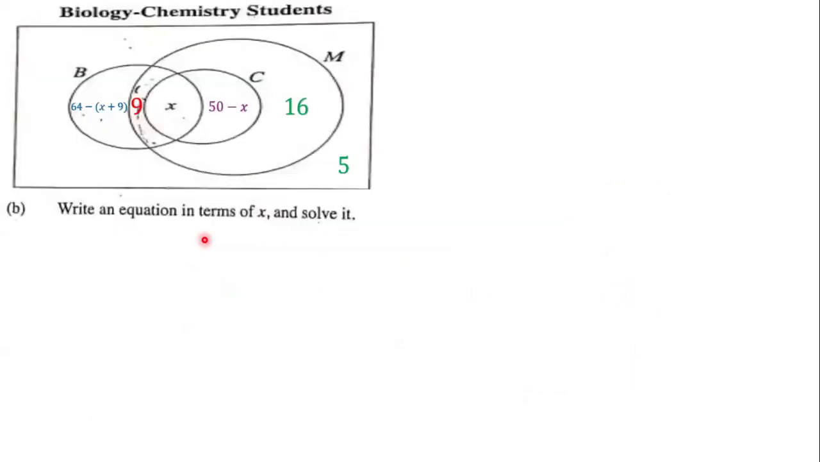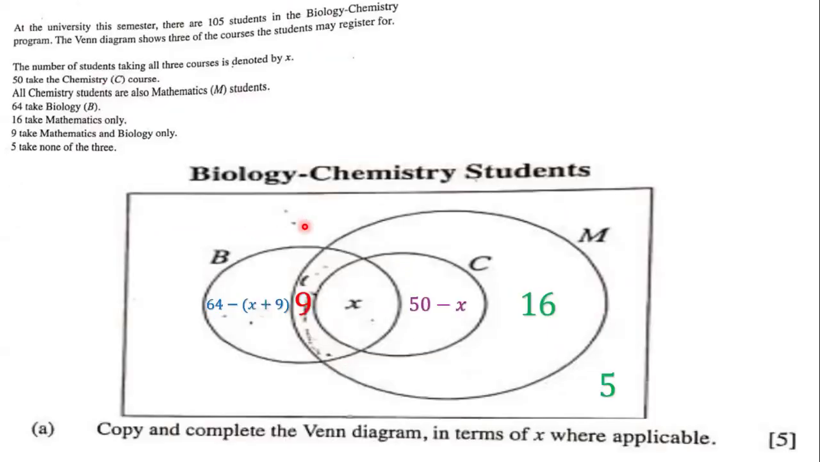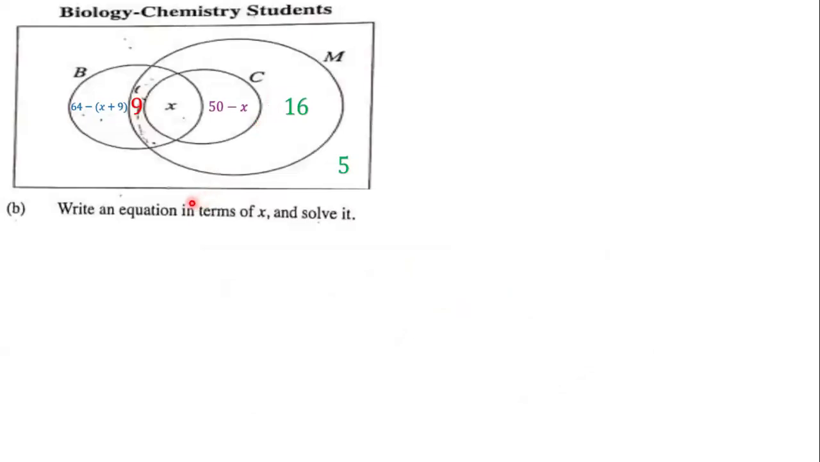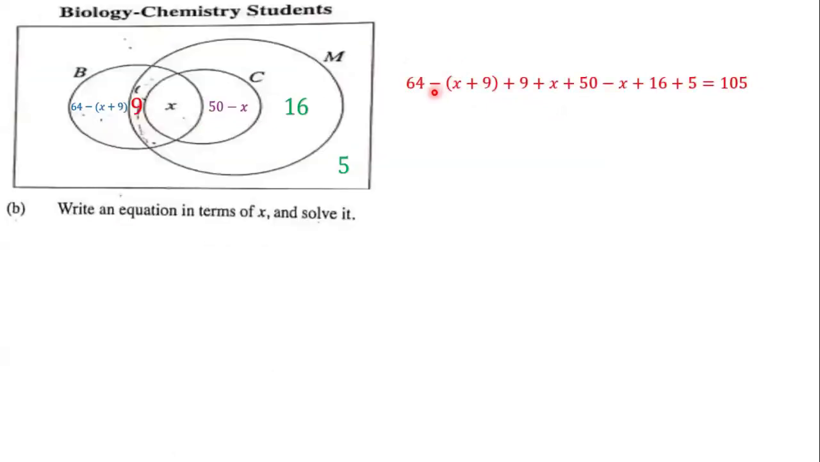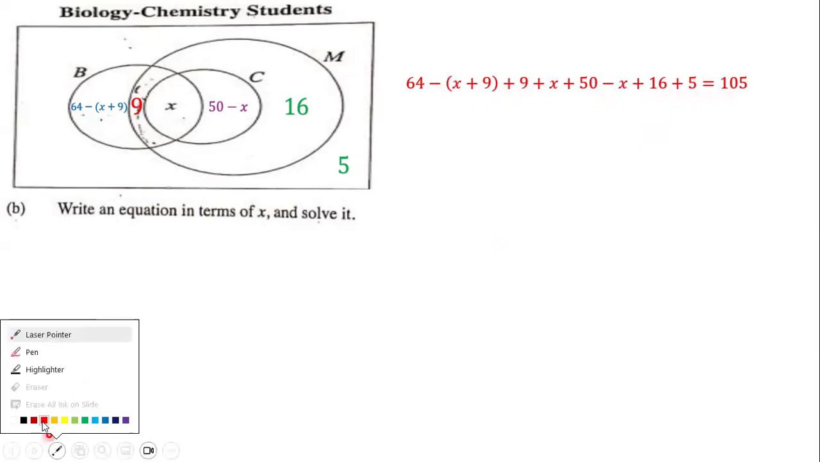And so let's write an equation in terms of X and then solve it. Now bear in mind that there are 105 students in the biology chemistry program, and so we're going to use that in writing an equation. So we have 64 minus X plus 9, plus 9, plus X, plus 50 minus X, plus 16, plus 5 must be equal to 105, because there are 105 students in the biology chemistry program. And so this is the equation that we have, and we're going to simplify it and solve this equation for X.